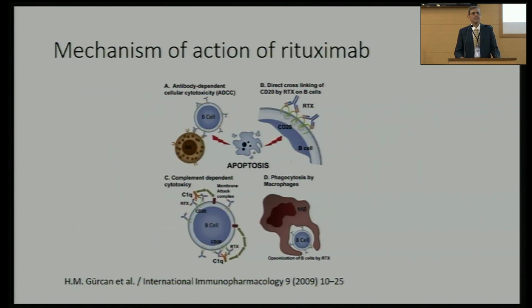What is the mechanism of action of the anti-CD20 antibody, rituximab? We've got four mechanisms by which it can kill the B cell. Either it can have antibody-dependent cellular cytotoxicity, so that it invites cells like the NK cells, which can kill the cell by bombarding it, or it can cause direct cross-linking with the rituximab, and the B cells can directly die because of it. It can activate the complement, and complement activation can also kill the cell. And the fourth mechanism is that when it coats the B cell, it can be engulfed by the macrophage. So these are four methods by which the B cells can be depleted by using anti-CD20 antibodies.